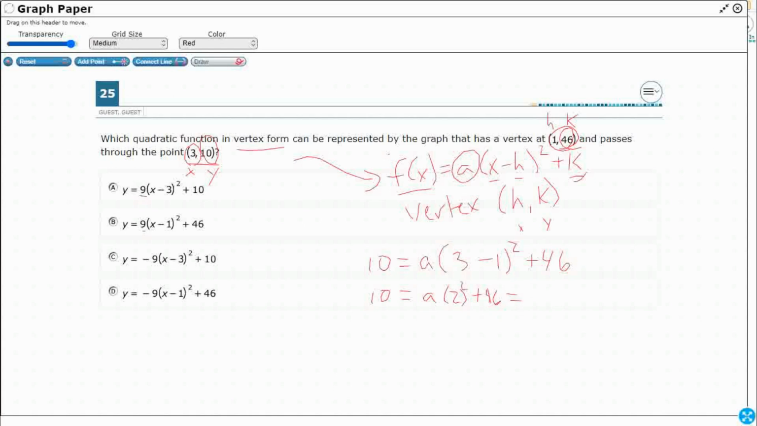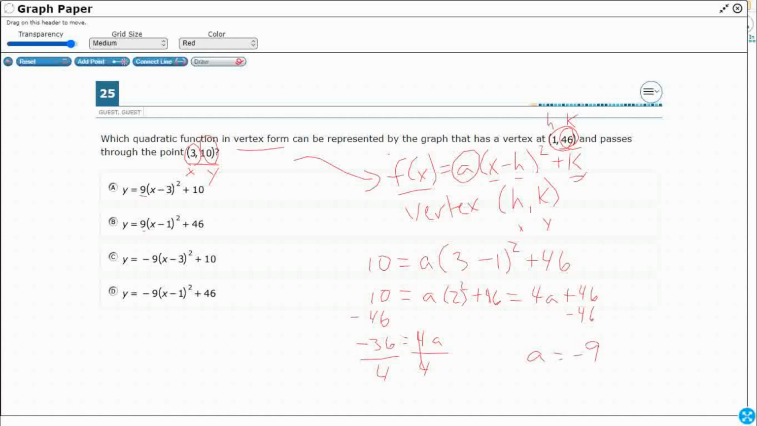So let's just call that 4a, right? Because that 2 squared is 4, but it's multiplied by a, plus 46. So, you know what, let me get my a to the right. I'm just going to subtract 46 from both sides. I'm going to get minus 36 equals 4a, right? Now, we need to divide both sides by 4 using the division property of equality. All right, so I'm looking at a equals negative 9.